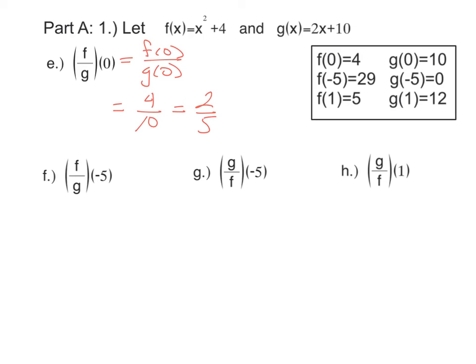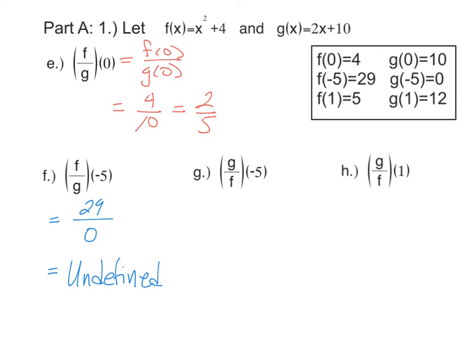When we have f over g of negative 5, take f of negative 5, which is 29, and divide it by g of negative 5, which is 0. And if you try to divide by 0, you can't. Don't think that it's 0. It's actually undefined. If you were to plug that into your calculator, do 29 divided by 0, and you'll end up getting an error.